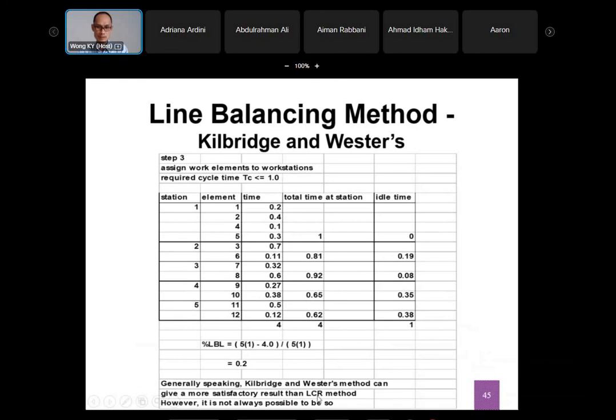Generally, the Cubish and Western method can give a more satisfactory result than the largest candidate rule method. However, it's not always possible to be so. It's just like in this case. In this case, they are about the same because the line balancing loss is 20%.